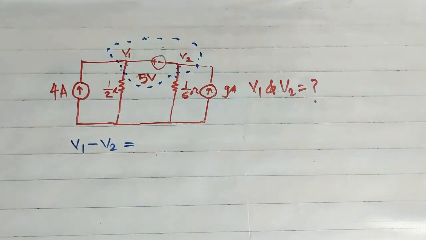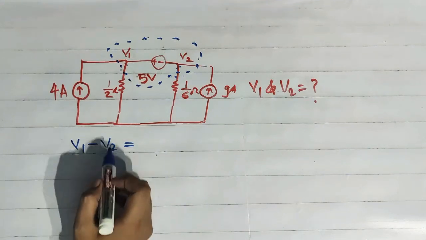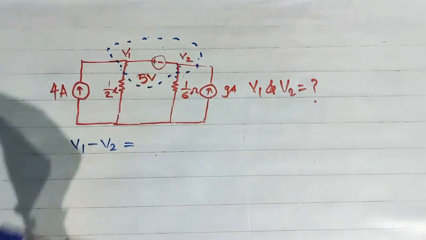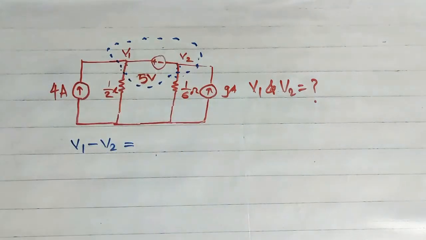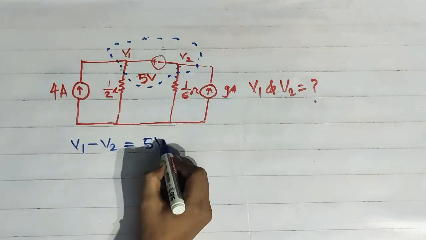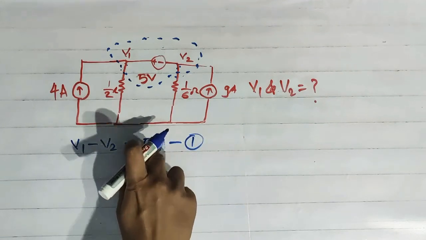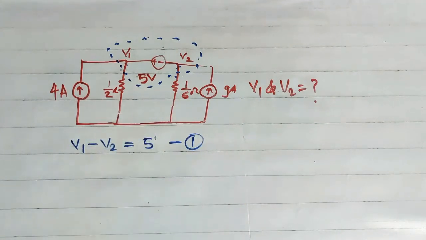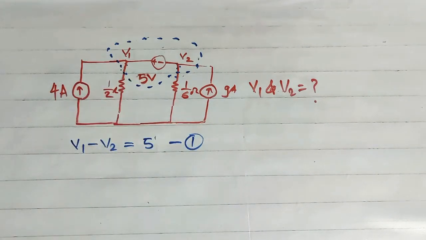And we can write it as V1 minus V2. It means the potential difference between V1 and V2; if I am writing V1 minus V2, it means moving from V1 to V2. So when we move from V1 to V2, the positive terminal of the battery is encountered. So V1 minus V2 is equal to 5 volt. This is my first equation.